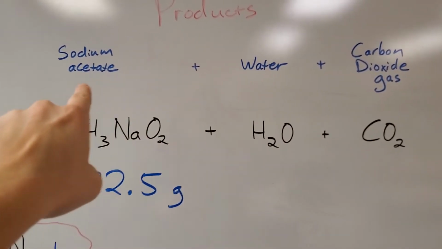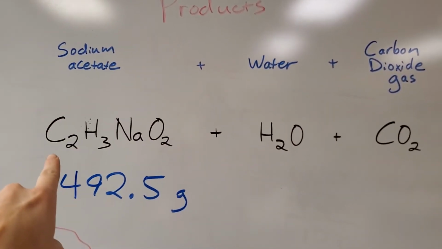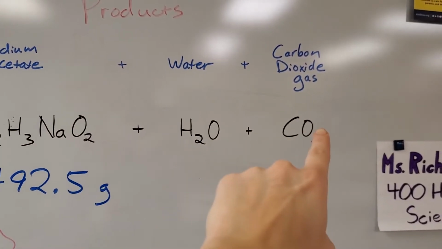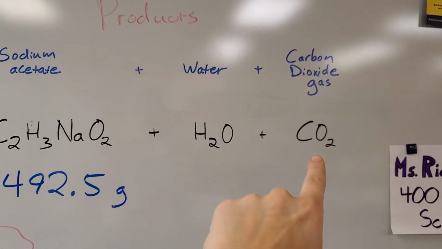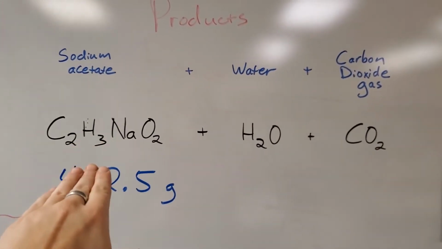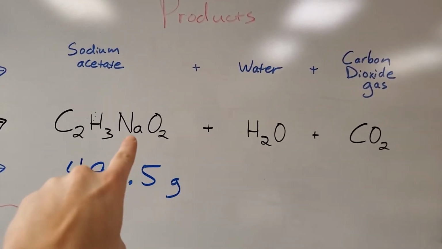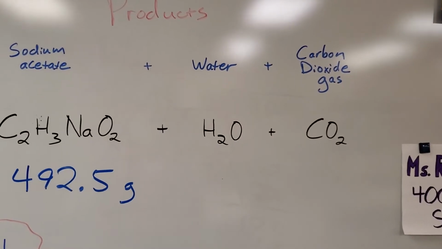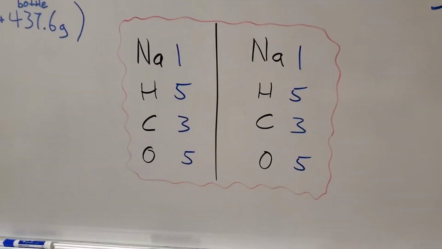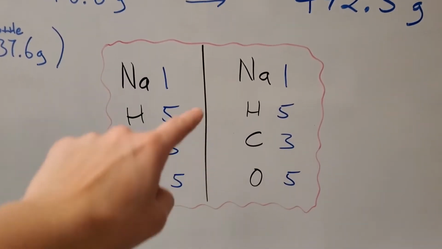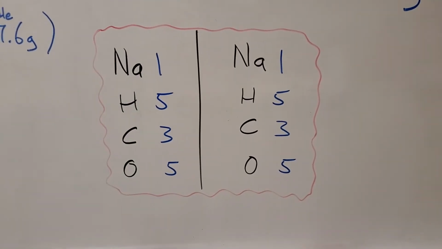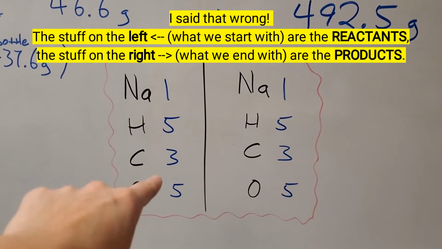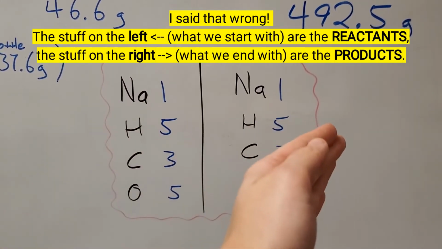So anyway, sodium acetate's chemical formula is this. Water, you probably know as H2O, and carbon dioxide gas, easy enough, CO2, right? Again, over here, we just have a sodium and a bunch of carbons, hydrogens, and oxygens, right? Real quick, let's take a look at this. This is a list of what elements we have going on in our formula on each side. This is what we start with, and this is what we end with.